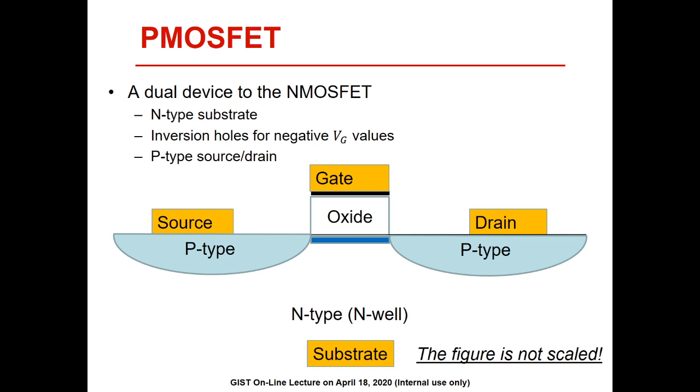The substrate is n-type. When the gate voltage is negative, the inversion holes are found at the interface. The source and drain regions are p-type. Simply speaking, the polarity of each region is inverted.